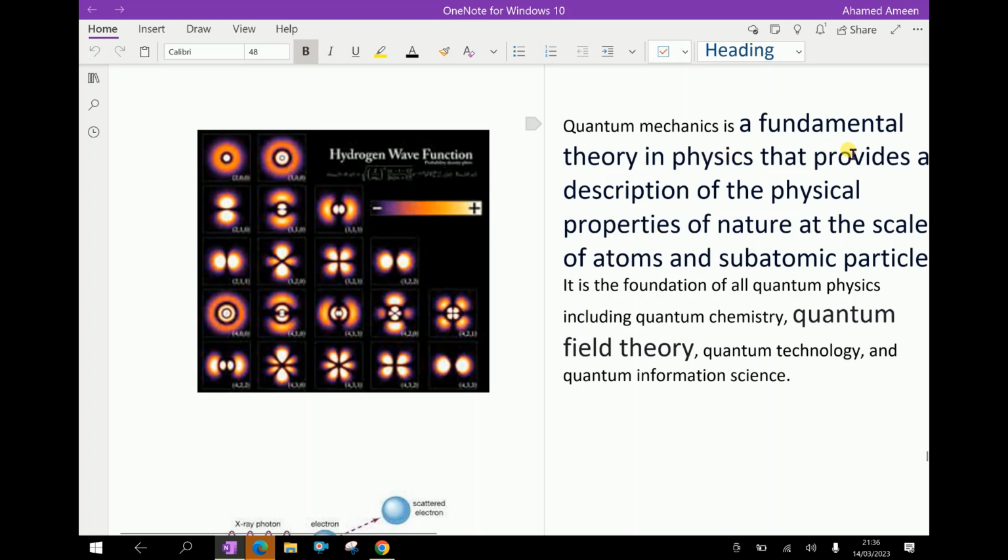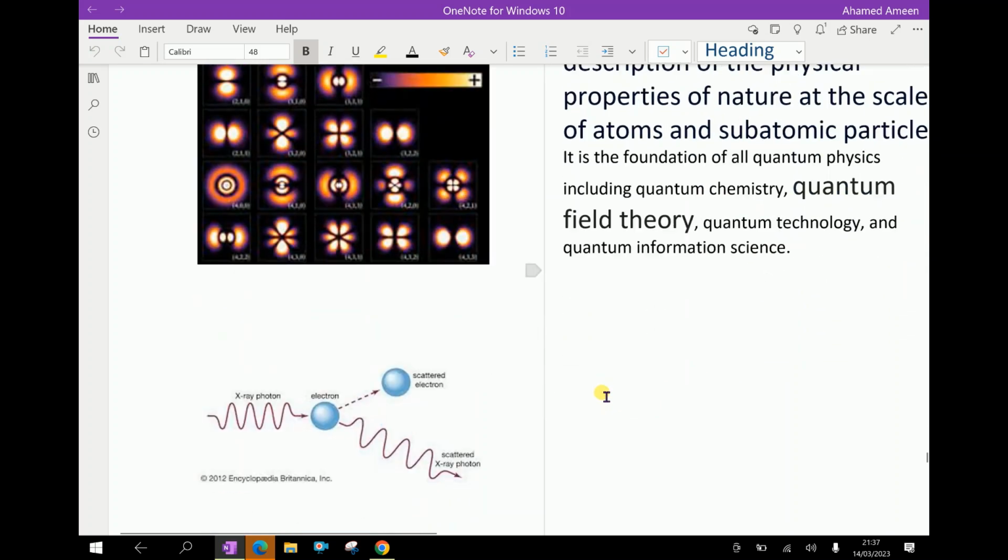Quantum mechanics is a fundamental theory in physics that provides a description of the physical properties of nature at the scale of atoms and subatomic particles. It is the foundation of all quantum physics, including quantum chemistry, quantum field theory, quantum technology, and quantum information science.